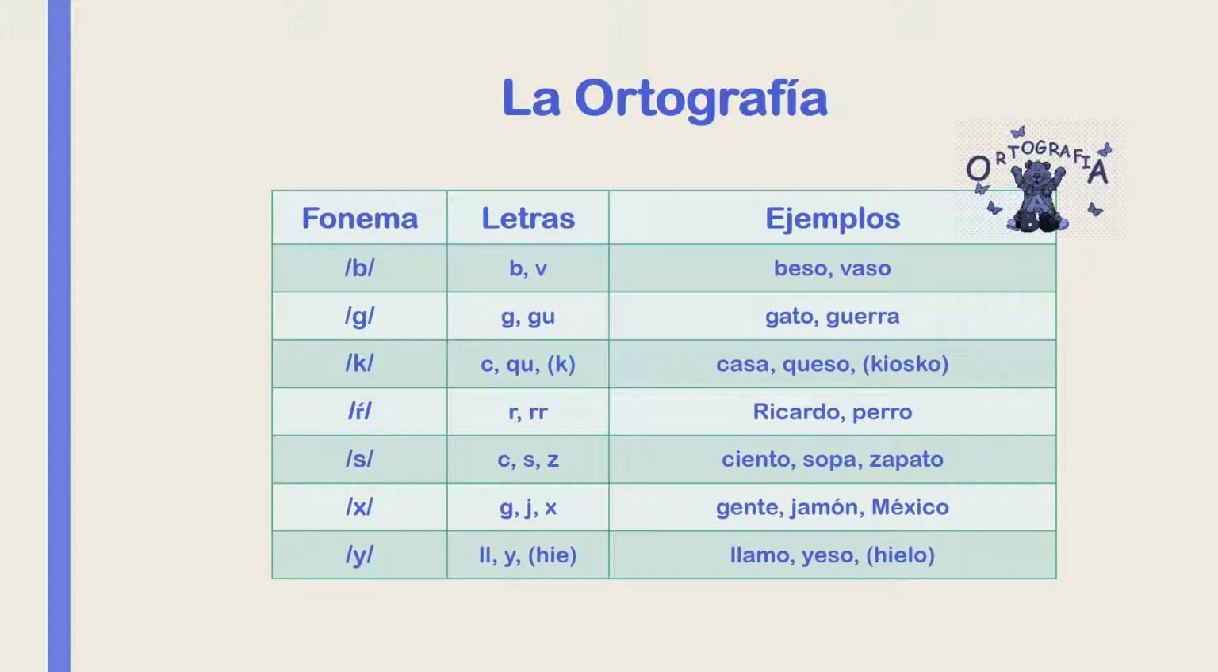All right, K. We have three possibilities: C, QU, or in some borrowed words, a K. K doesn't happen indigenously in the Spanish language. It didn't evolve naturally. But with words that we've taken in Spanish from other languages, you might find it, like in kiosco. But all of these are going to go K. Casa, queso, kiosco. In that queso, the U has absolutely no sound whatsoever. It's not queso with a U sound, just queso. So it's a K sound.